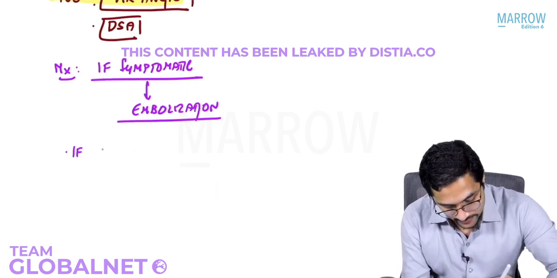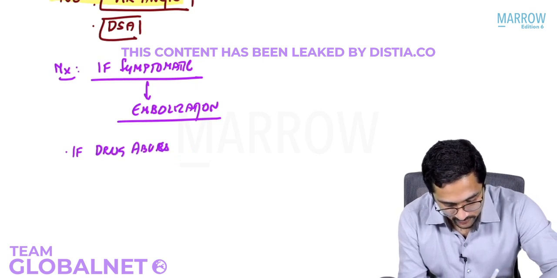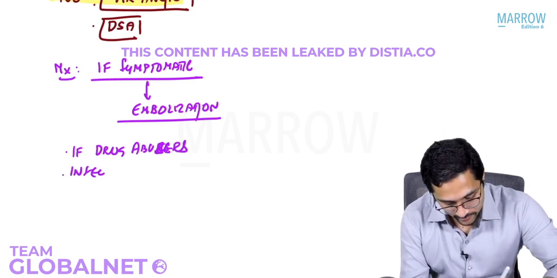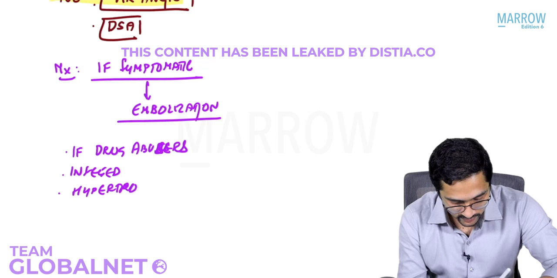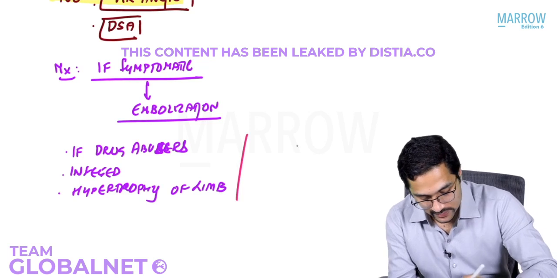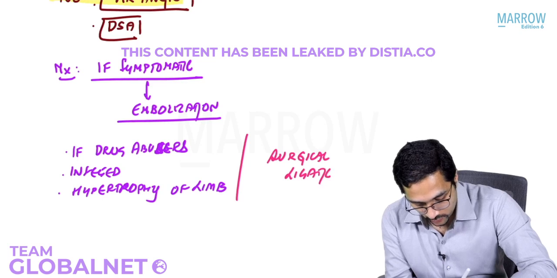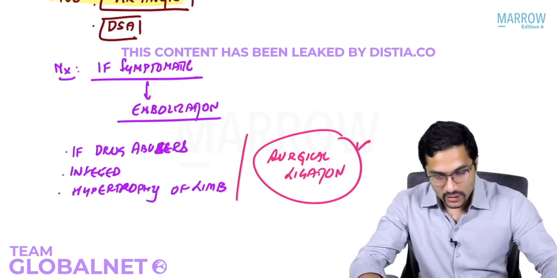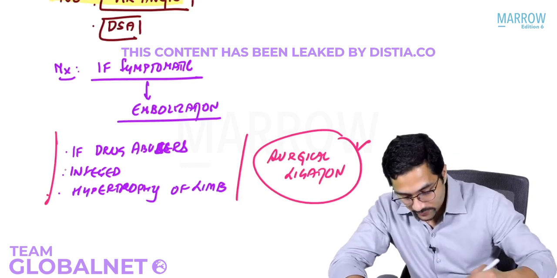But if it is in drug abusers, if you have a fistula which is an infected fistula, or if there is hypertrophy of the limb, then in these patients we have to carry out surgical ligation of the fistula. We have to do surgical ligation of the AV fistula. So that is how we manage patients with arteriovenous fistulae. First, we do embolization. Otherwise, in these situations, surgical ligation is carried out.